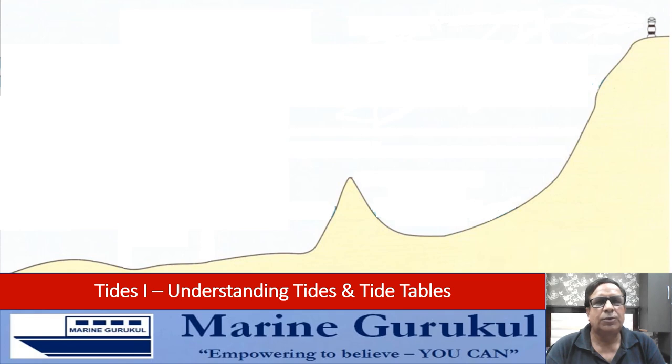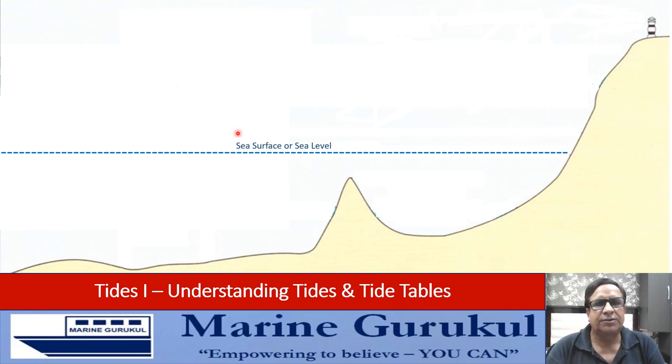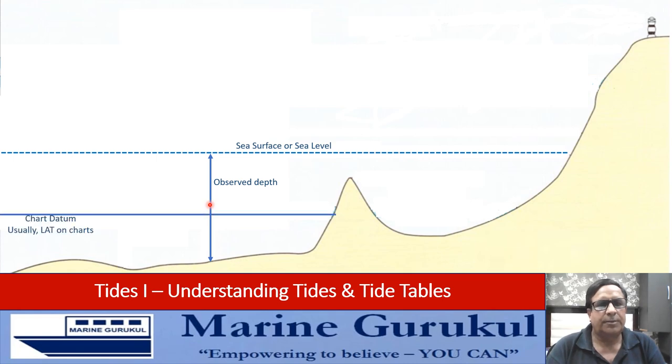Let's depict these few terms that we have learned onto this diagram. This is the current sea level, this is the sea surface. And obviously the depth of the seabed below the surface at any point at that time shall be the observed depth at that point. Then this represents the chart datum, which we have said usually is the LAT, else it could also be mean lower low water, MLLW. In the absence of tides, it could be the mean sea level.